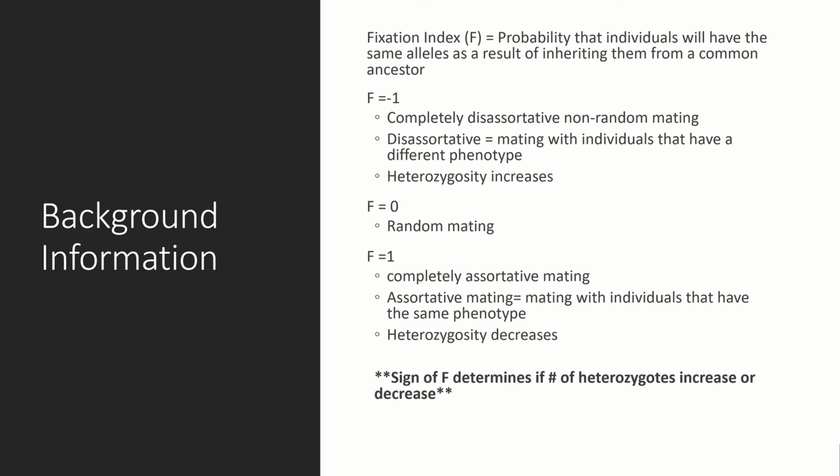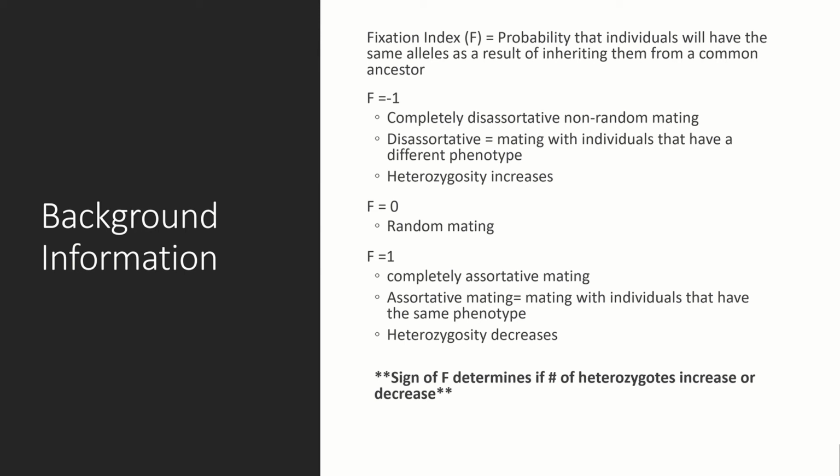So an important term to know is the fixation index, or capital F, and that is the probability that individuals will have the same alleles as a result of inheriting them from a common ancestor. The fixation index ranges in value from -1 to +1. When F is negative, that means that disassortative non-random mating is occurring.